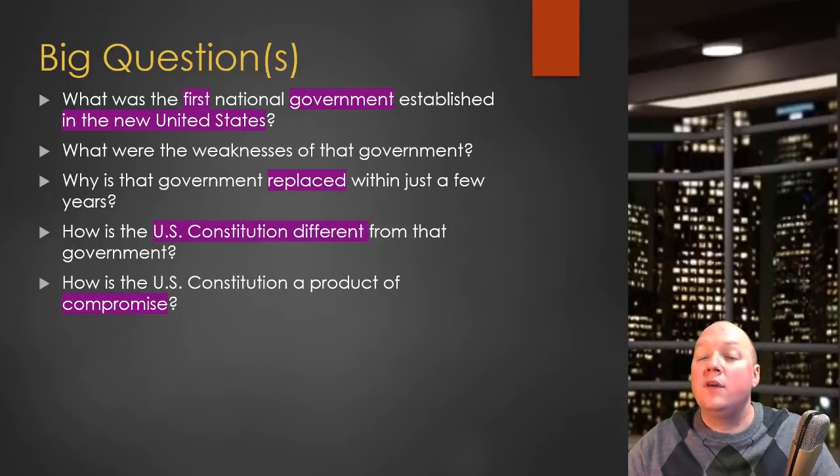Then we'll talk about the U.S. Constitution, the current government of the United States. How is the U.S. Constitution different from our first government here in the United States? And how is the U.S. Constitution a product of compromise? How is it that different people from all around the new United States come together to create this government? And what are the deals that are made behind the scenes that allow the states to agree to it?